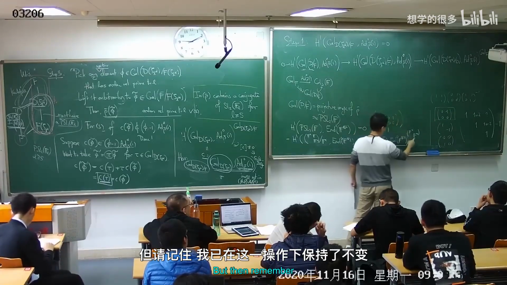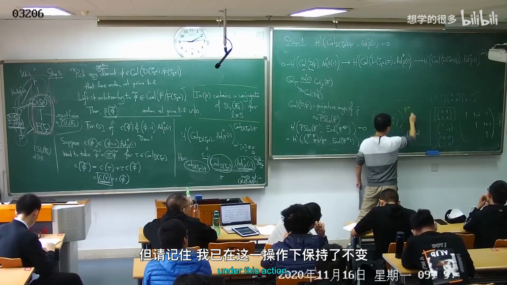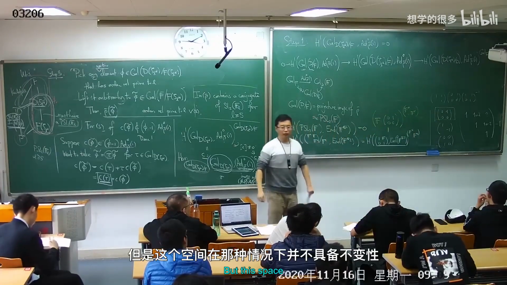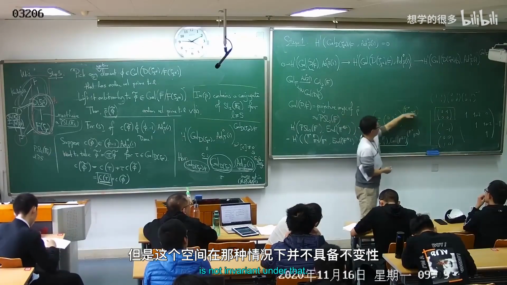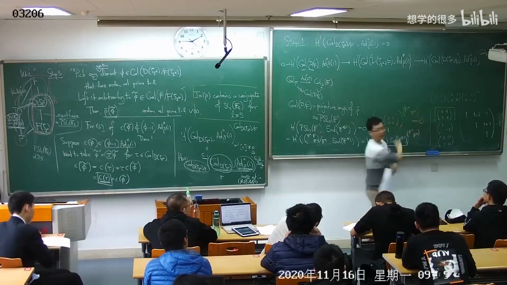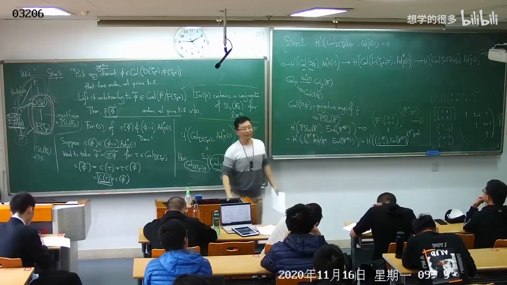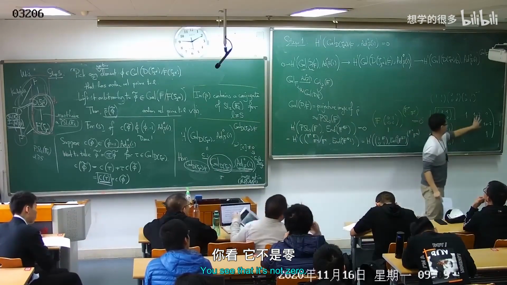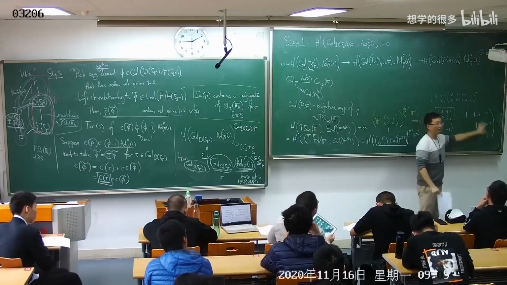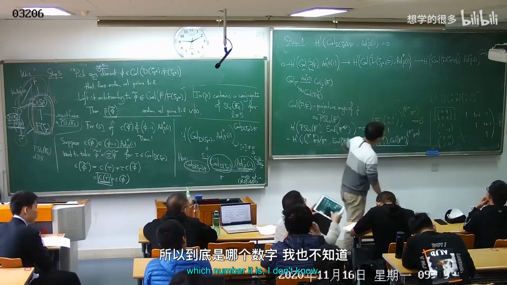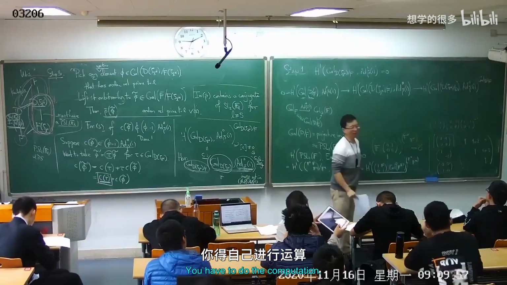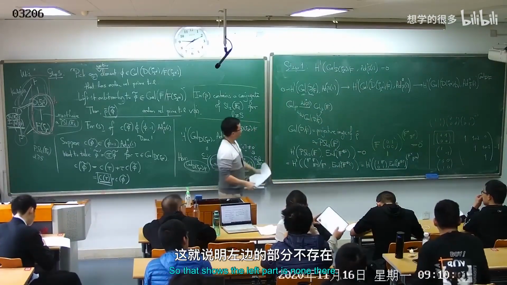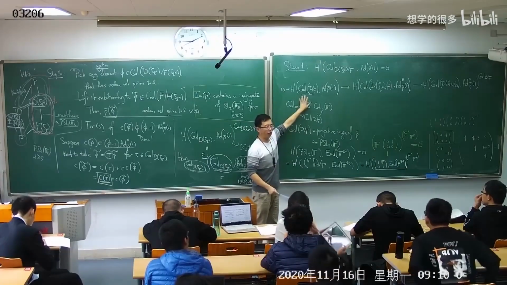But remember that I have taken invariance under this action. But this space is not invariant under that. So 0. Okay, sorry, I didn't do this computation, but you see that it's not 0. As to which number it is, I don't know. You have to do the computation. So that shows the left part is non-zero.